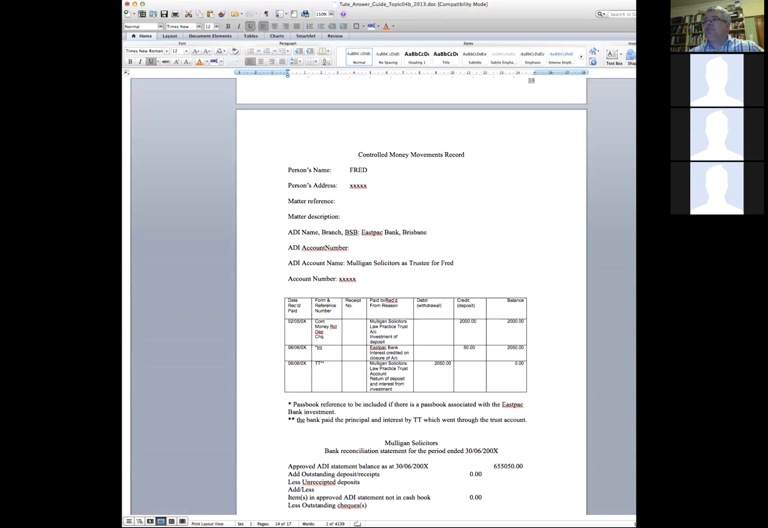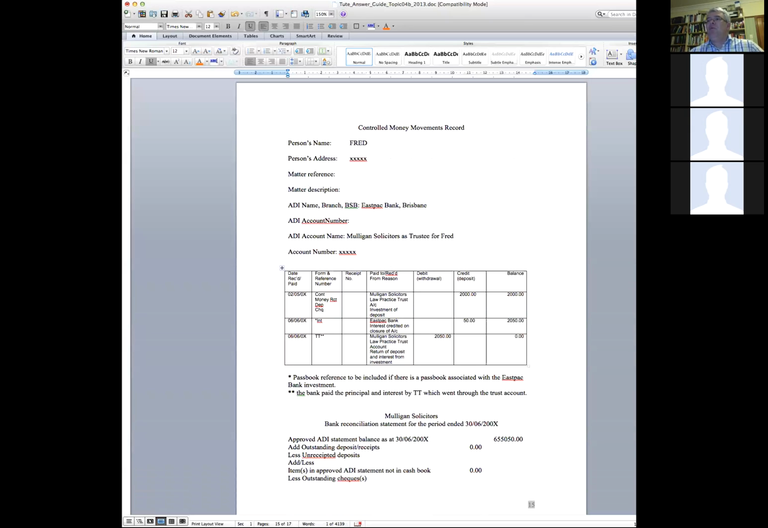Like there's controlled money and investment monies? Well, the controlled money is essentially monies that you, as a solicitor's firm, have been provided with to invest on behalf of the client. So the controlled money movements records, it's just keeping track of where those investments have gone. There's a whole lot of other categories.